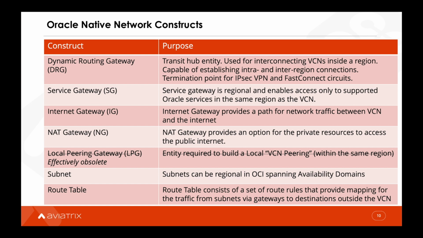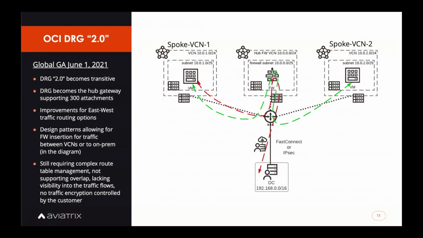So this is interesting, and no other cloud supports those types of easy configuration of the route tables, especially for the ingress traffic. And obviously the route table supports all of the intra VCN traffic as well. It is assigned to a subnet. Now let's take a look at the new version of DRG.